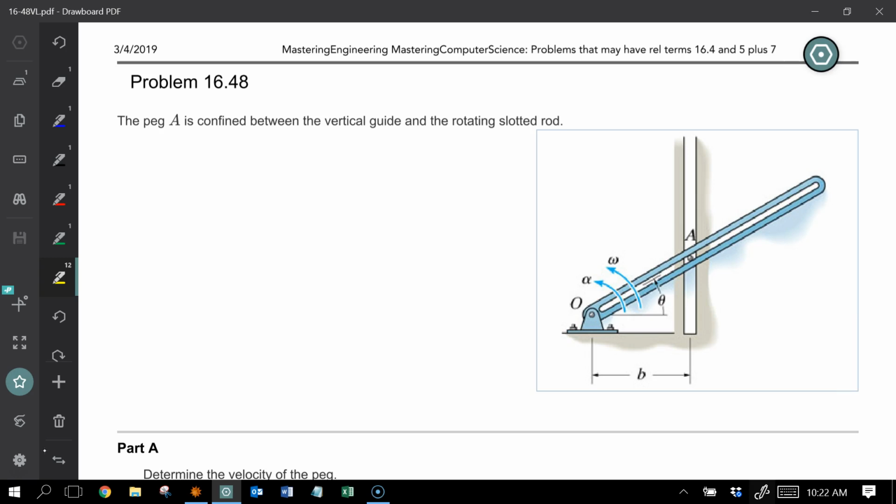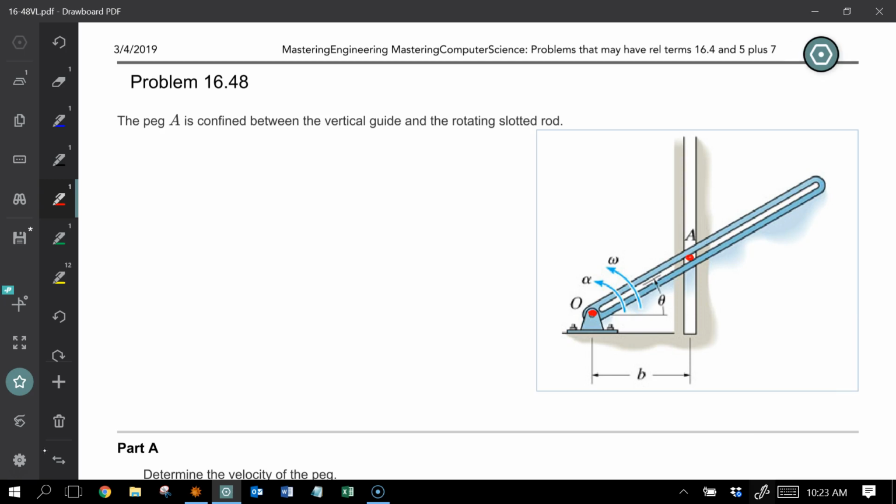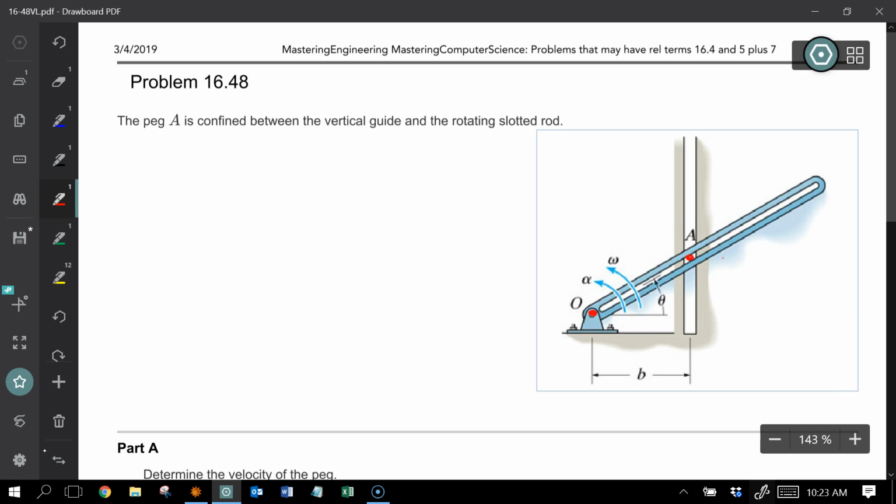So in this particular case, there's a special point right here. O is a special point. A is a special point. Now, what you have to do is move along the values that you're looking for. So, for example, you're looking for the velocity and acceleration of A.